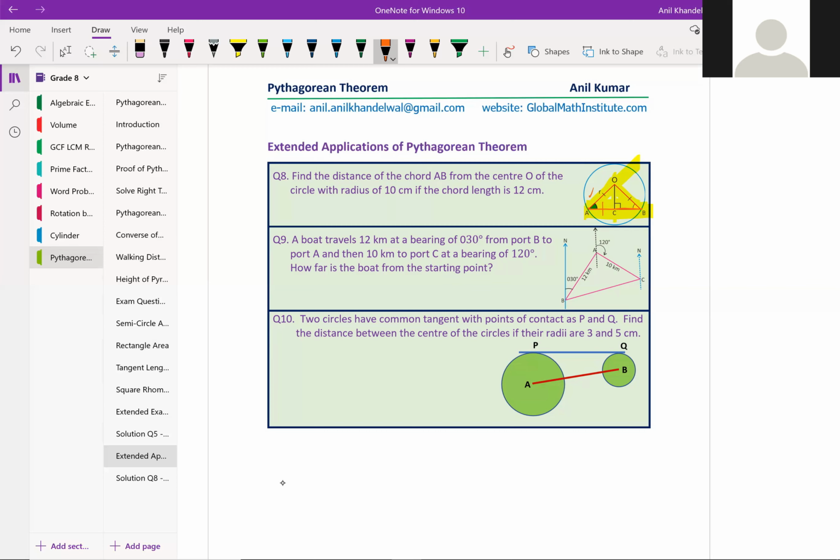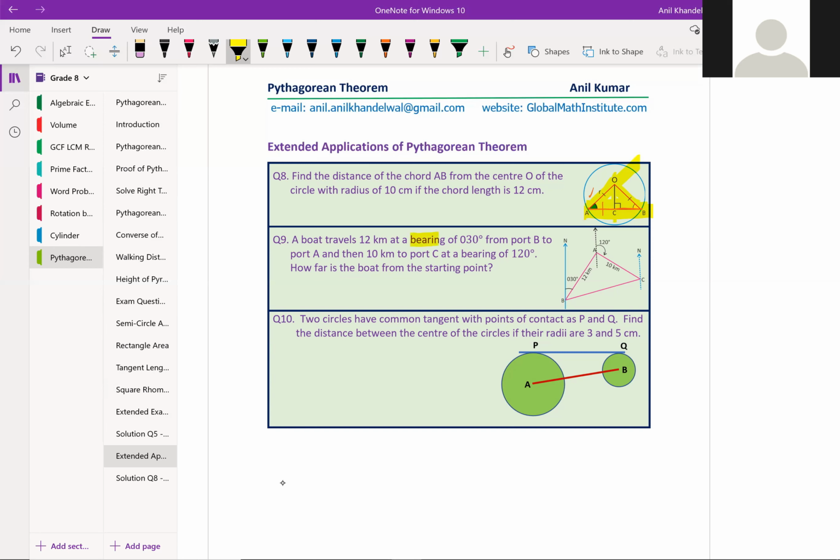Question number 9, please. A boat travels 12 kilometers at a bearing of 30 degrees from port B to port A, and then 10 kilometers to port C at a bearing of 120 degrees. How far is the boat from the starting point? Do you know the bearing angles? We went over it, but we weren't able to go more into it. Okay, it's a good idea to understand them now.